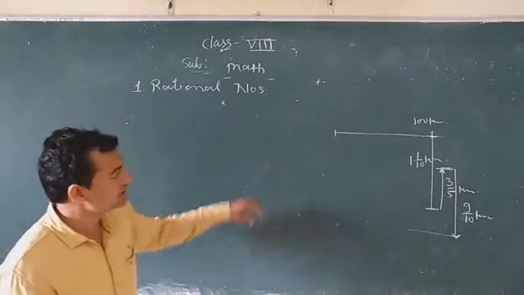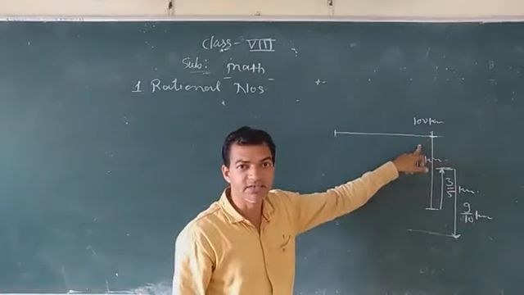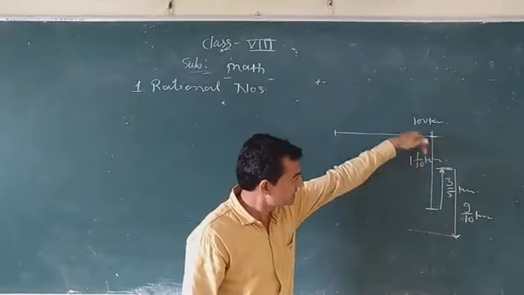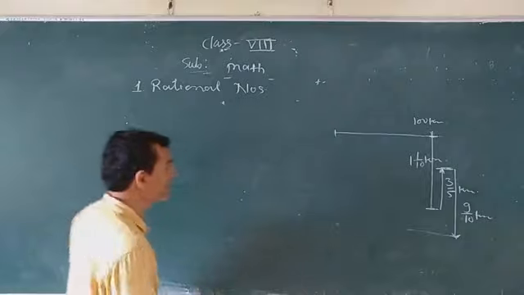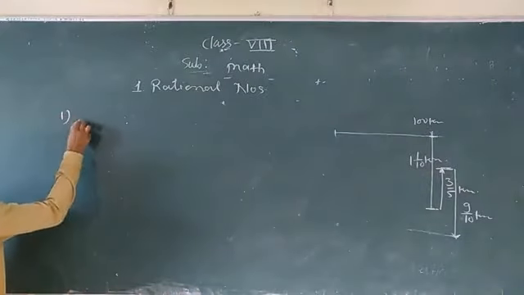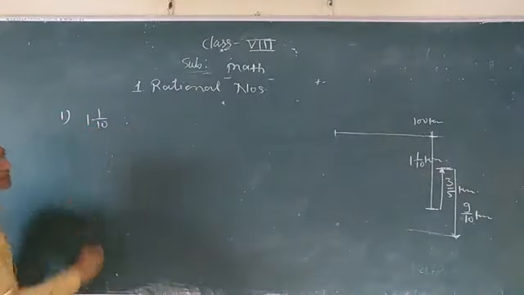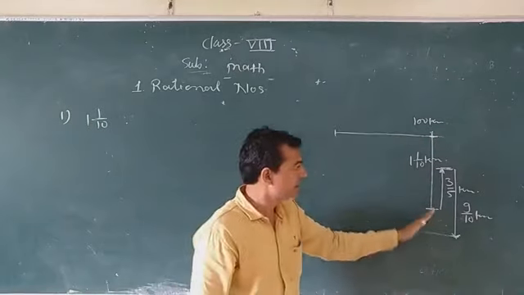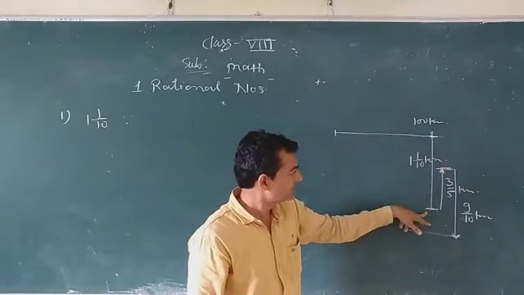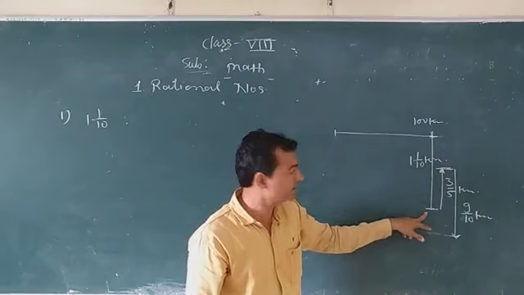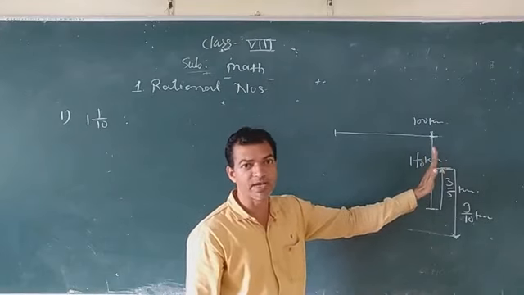Now listen here. That horizontal distance is given. First, it moves downward, 1 integer 1 by 10 km. Okay, first problem: 1 integer 1 by 10 km descending. Again it ascended 3 by 5. That means first it comes down 1 integer 1 by 10 km and then again ascends 3 by 5 km.